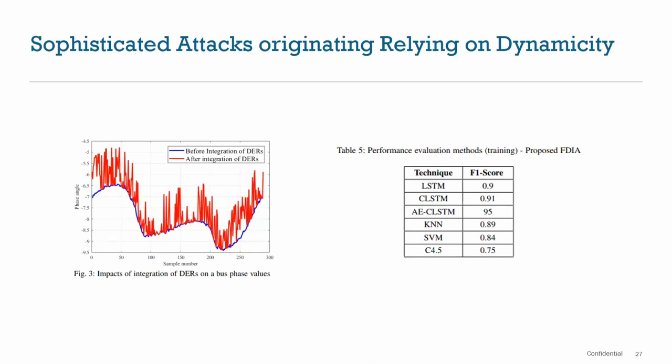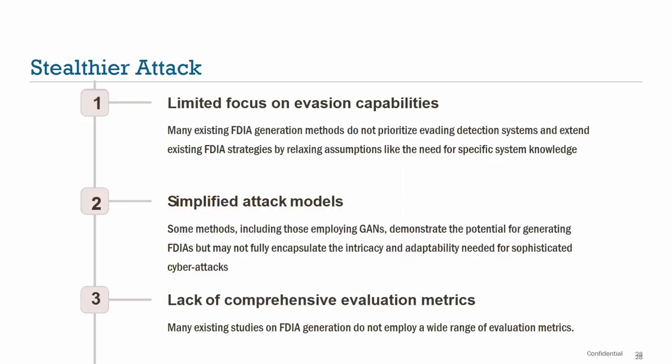We have used this in one paper, and this is just the final result. We showed in the paper that if I use the measurements with this uncertainty against the system, I will be able to bypass the detectors. The detection rate of well-established algorithms will decrease. If it is a traditional FDIA, the detection rate is higher, but if I use this uncertainty to attack the system, the detection rate is lower.